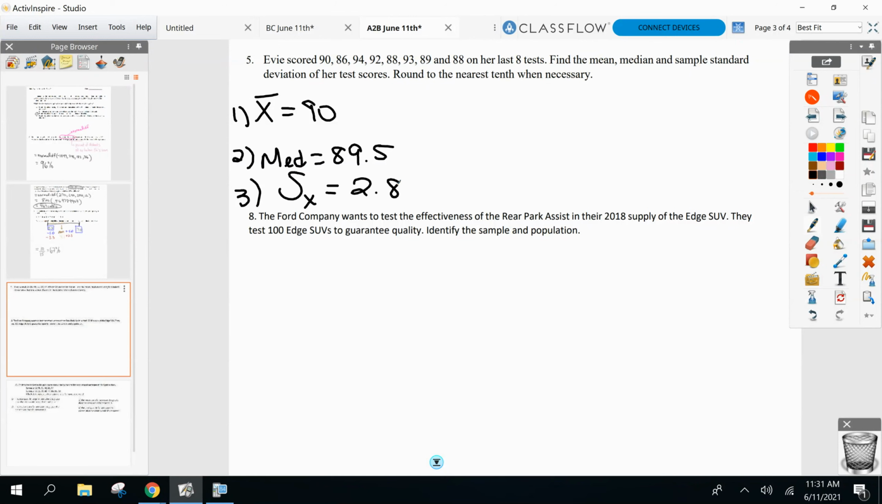Everyone else is good? All right, I am going to skip over a couple just because they get too repetitive. So we're going to go to number 8 right now. Okay, the first number 8 about the Ford company. This is something we did at the very beginning of this unit. What's the sample versus what's the population? So read through it. I'll remind you what population is again and sample.